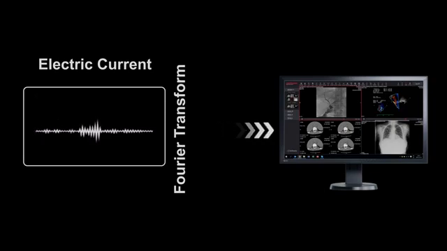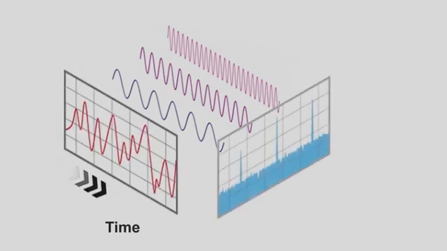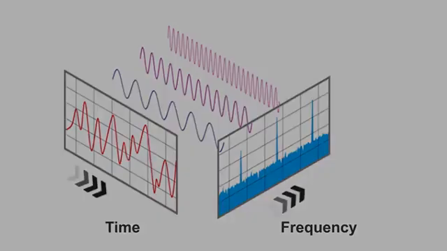The electrical current is transformed, via a computer, using a mathematical calculation called Fourier transformation. A Fourier transformation is a mathematical calculation that is used to change the electrical current into an image. It converts a signal into individual spectral components and thereby provides frequency information about the signal.